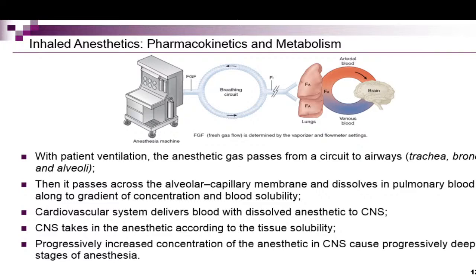And that passes across the alveolar capillary membrane and dissolves in pulmonary blood, along the gradient of concentration and blood solubility. The cardiovascular system delivers blood with dissolved anesthetic to the CNS, and the CNS takes in the anesthetic according to the tissue solubility. The CNS will saturate with gas by circulating blood, and progressively increased concentration of the anesthetic in the CNS causes progressively deeper stages of anesthesia.